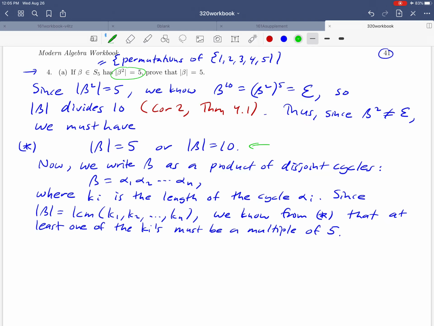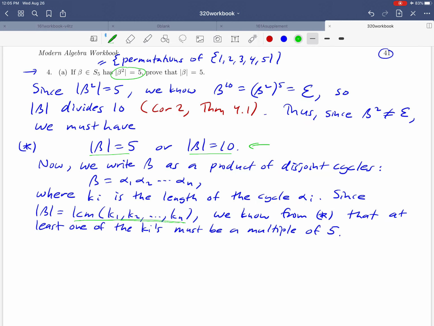Well, notice that we've narrowed our order of beta down into 2 possibilities. It's either 5 or 10. But regardless of which possibility it is, 5 is a factor of both 5 and 10. So to get either of those 2 orders, 5 or 10, out of this least common multiple, we know that there's got to be 5 as a factor in one of those k's. That's the only way that we could get 5 or 10 as our least common multiple. So we know that 5 is a divisor then of at least one of those k's.